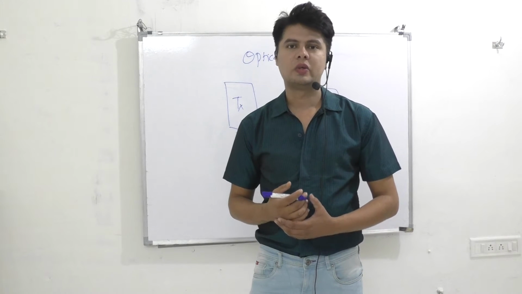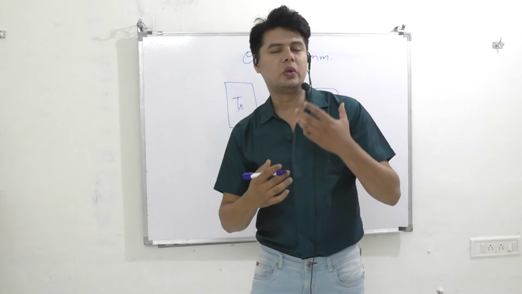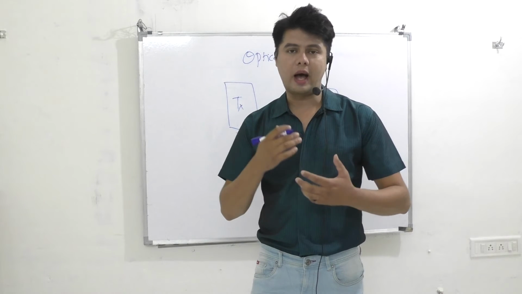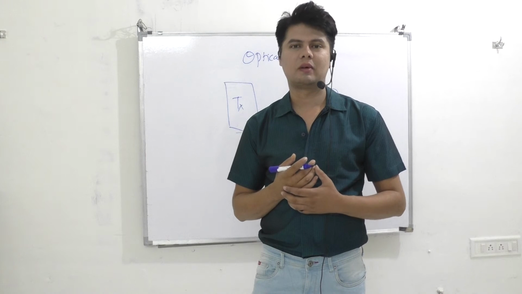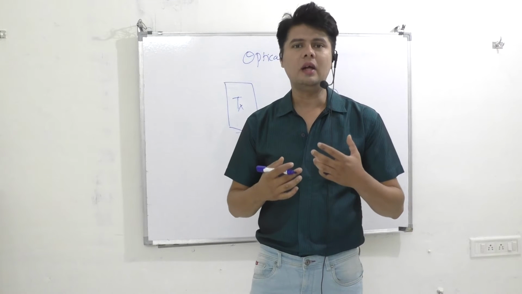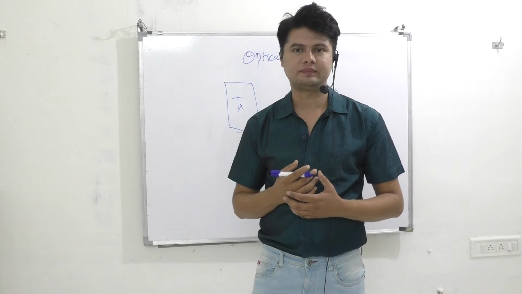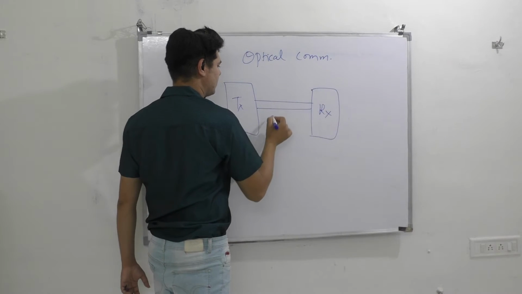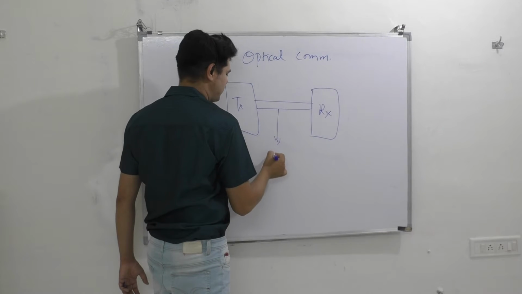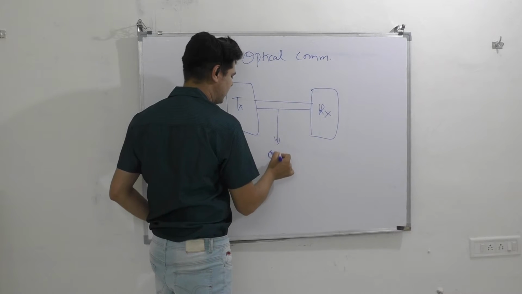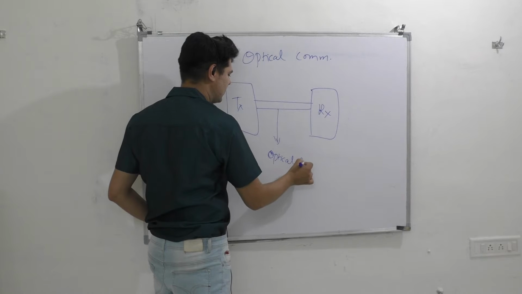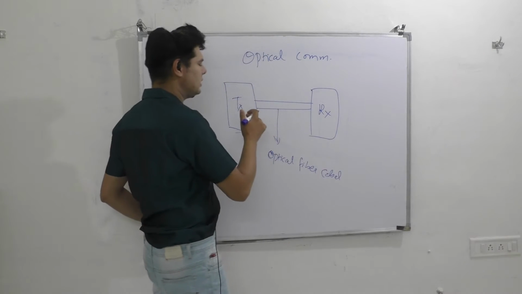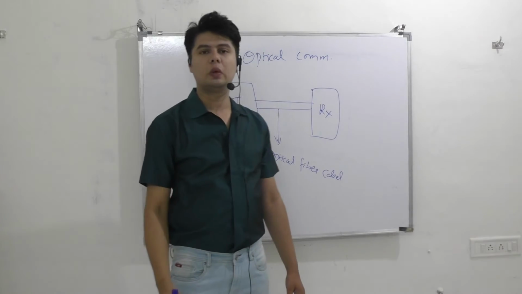Now, to use the capacity of the channel, I am using the optical fiber because it has the capacity in the gigahertz. Now this is the optical fiber cable, which is connecting the transmitter and the receiving node.